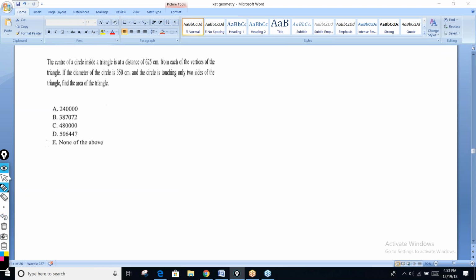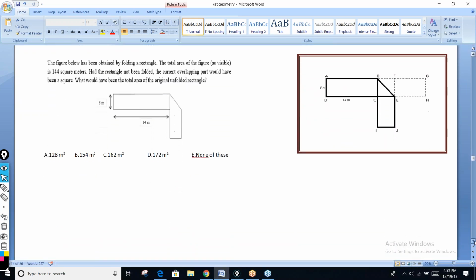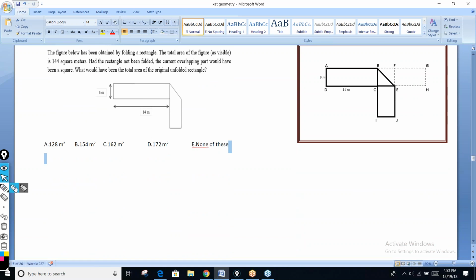Okay. I think one more question is left. Yes, one more question is left. It seems to be difficult, but it is not actually. The figure below has been obtained by folding a rectangle. That is a complete rectangle, and we have folded it. The total area of the figure is 144 square centimeters. Had the rectangle not been folded, the current overlapping part would have been a square. So check it here. If this had not been folded, this overlapping part would have been a square like this. What would have been the total area of the original unfolded rectangle?